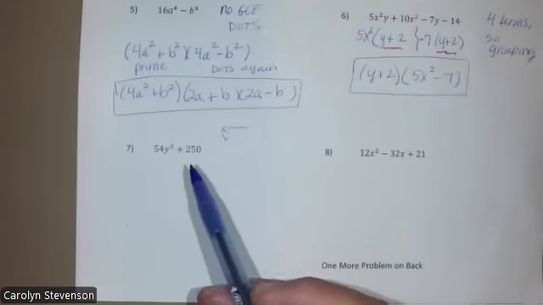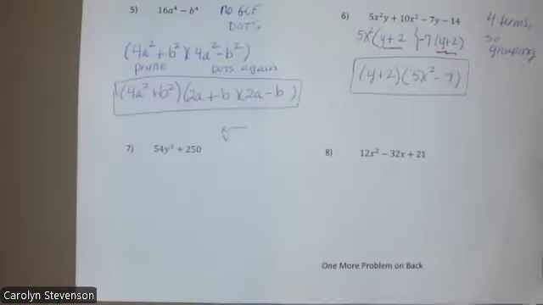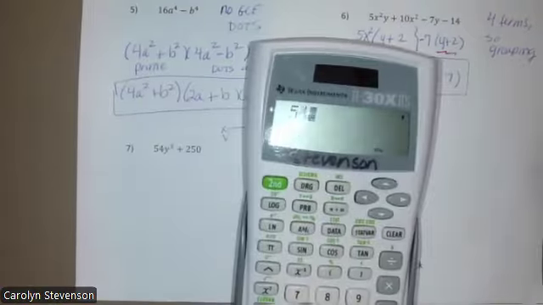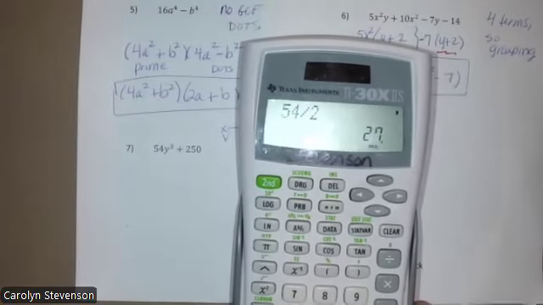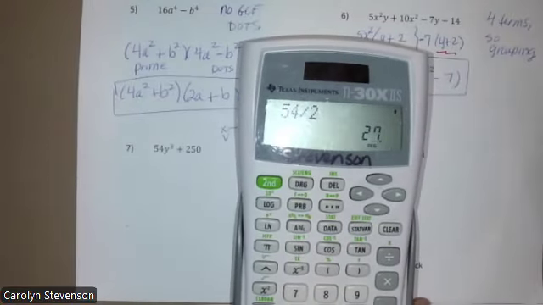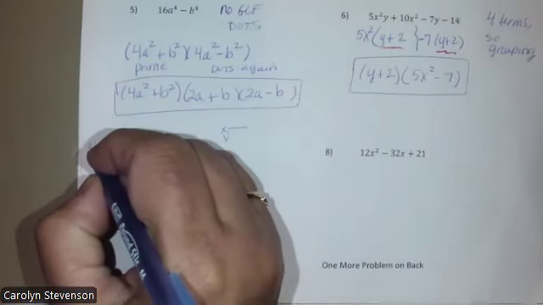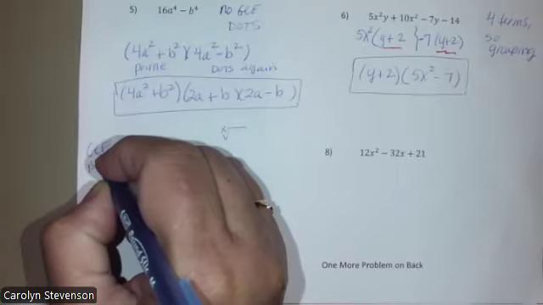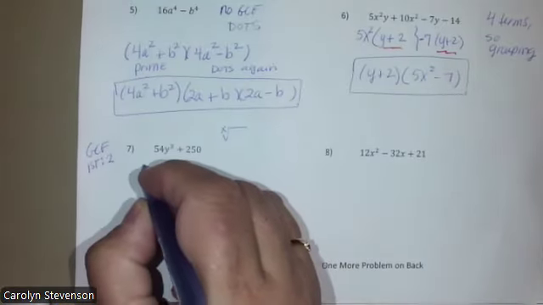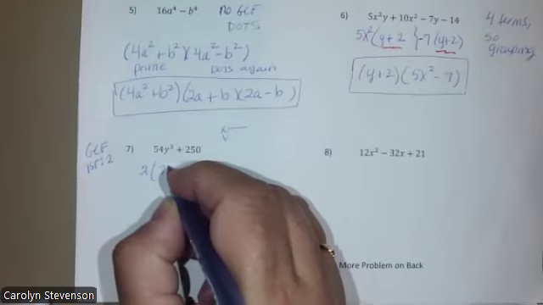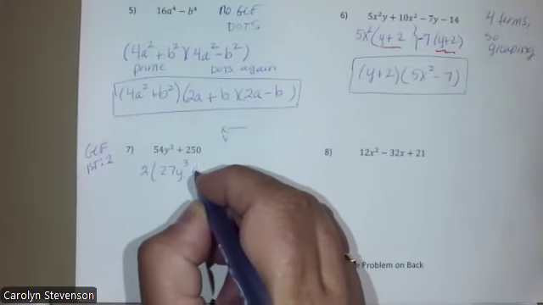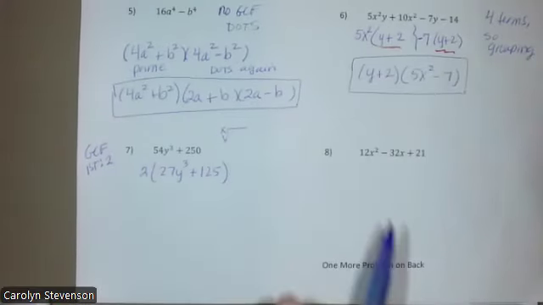These are both even numbers. So in terms of a GCF, I know I could do a 2. So if you do 54 divided by 2, we get 27. You should recognize that as being a perfect cube. So we are going to do GCF first of 2, 27y to the third plus 125.